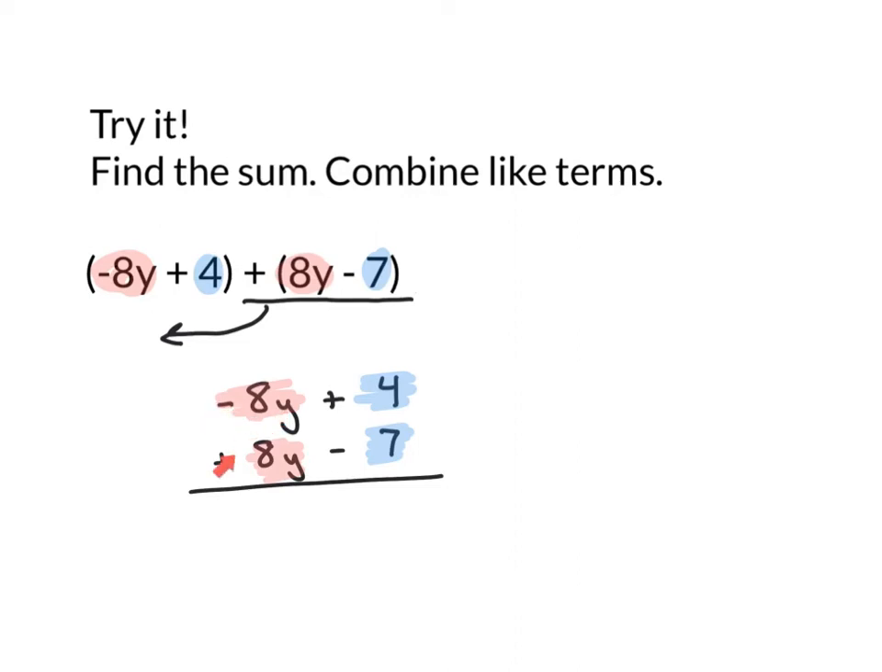Negative 8y plus 8y equals 0. Positive 4 minus 7 equals negative 3. And then we can finish our problem by 0 minus 3 equals negative 3.